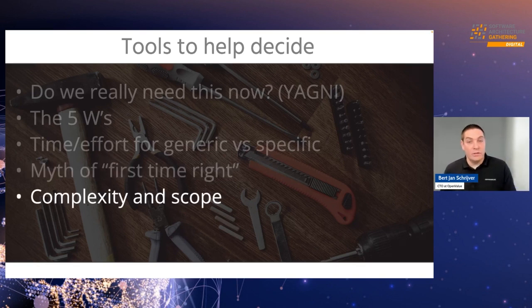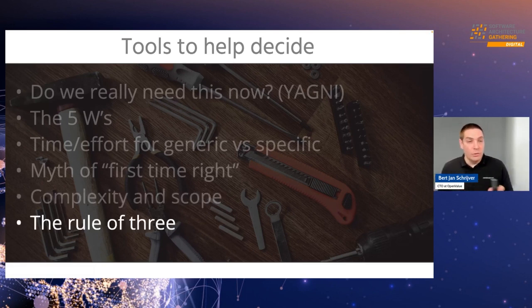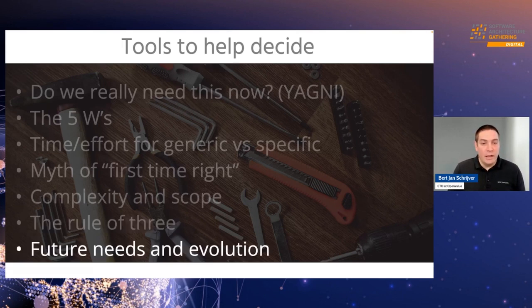Think about complexity and scope. If the problem is well defined and has a limited scope, a specific solution may be more appropriate. If the problem is complex, has a wide range of potential scenarios, a generic solution may be a better choice. The rule of 3, we're going to look at that in a bit. And also think about future needs and evolution. You need to think about how this will change in the future. If you think it's something that's going to change a lot, okay, then maybe a generic solution may help to adapt to these kinds of future changes.